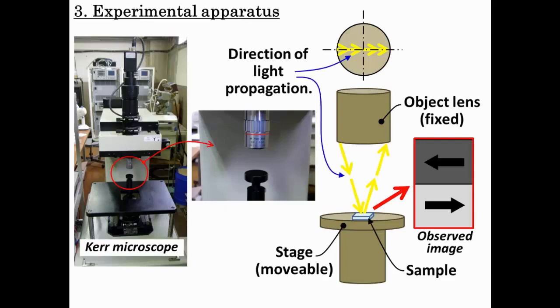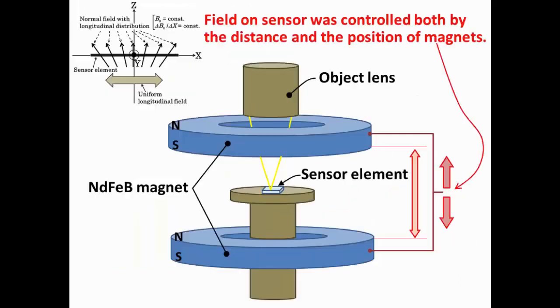I'd like to show my experimental apparatus. This is a Kerr-microscope. We observe the magnetic domain structure using this apparatus, which uses the Kerr effect. The applied normal field and the distributed parameter are controlled by two ring magnets. The strength of the normal field is controlled by the distance between the two ring magnets, and the distributed parameter is controlled by the directional placement of the magnet unit.